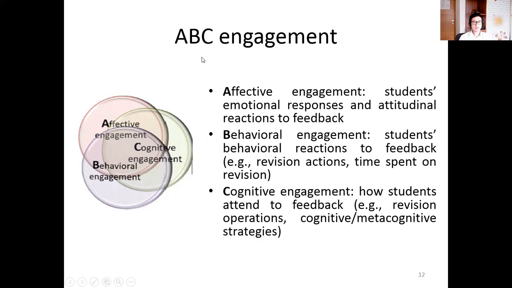We can look at ABC engagement in greater detail. Affective engagement refers to students' emotional responses and attitudinal reactions to feedback. Behavioral engagement is concerned with students' behavioral reactions to feedback, such as revision actions and time spent on revision. Perhaps the most challenging one is cognitive engagement, because students need to attend to feedback, conduct revision operations, and make use of cognitive and metacognitive strategies.